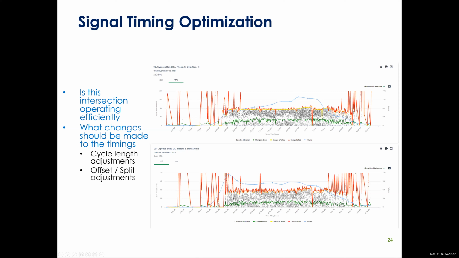Most vehicles we want to arrive in the green band. We don't want to see a whole lot of vehicles arriving while it's sitting on red. So these are arrivals on red, these are arrivals on green. We want more arrivals on green than on red, of course.